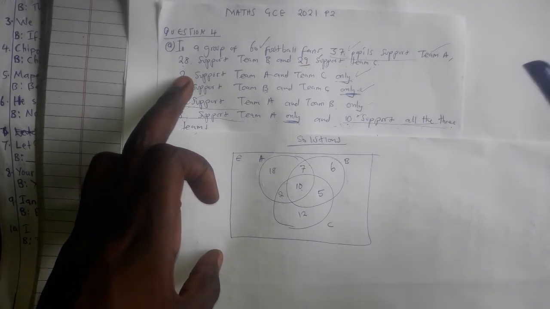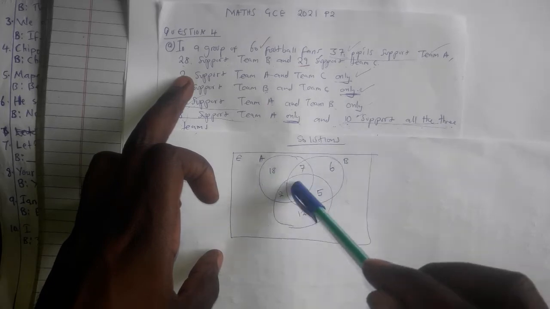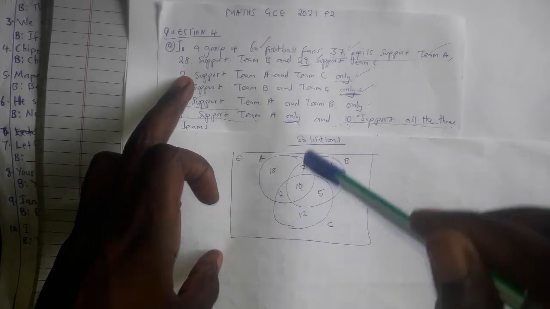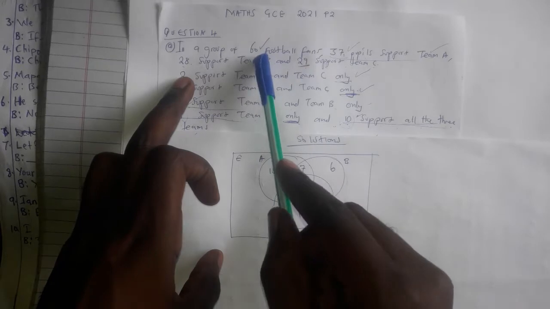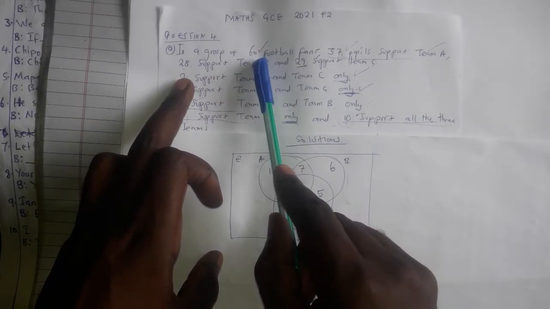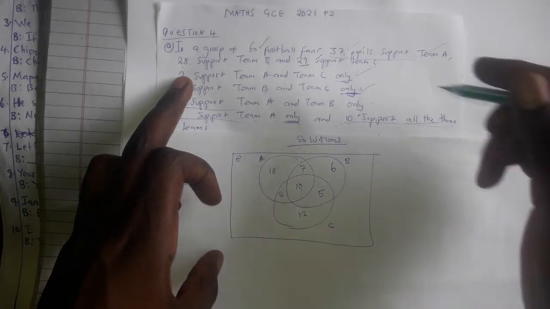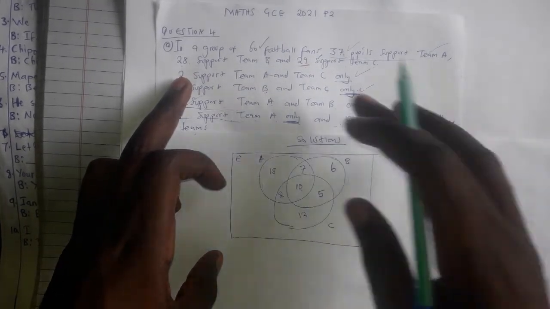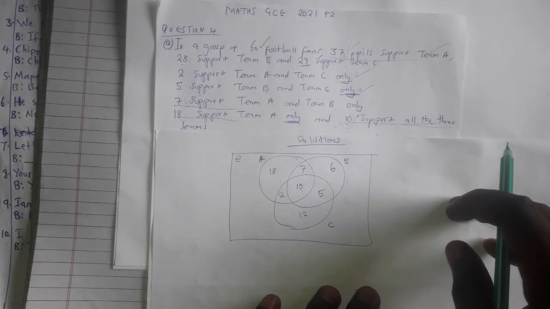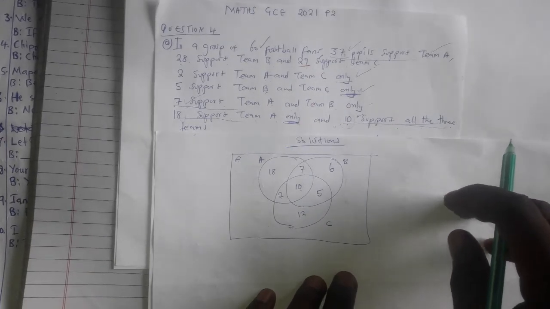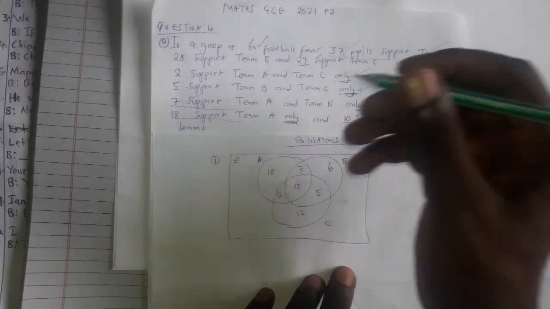And we can counter check by adding all these elements and see if we are going to get the total number of football fans, which is 12. I think that should be the number adding up. Okay, so that is for the first part where we needed to illustrate.